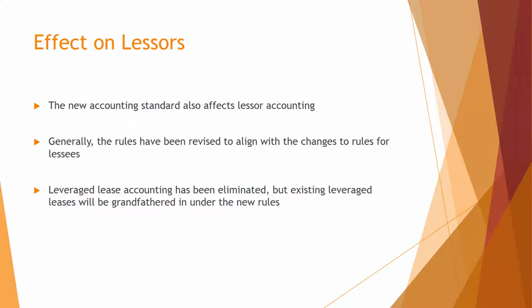So we accountants love consistency, and just as the rules are changing for lessees, they will also change for lessors. In general, if the lessee rule changed, the lessor rule will change to align. So there won't be anything different from what we talked about, except that everything will be flipped.